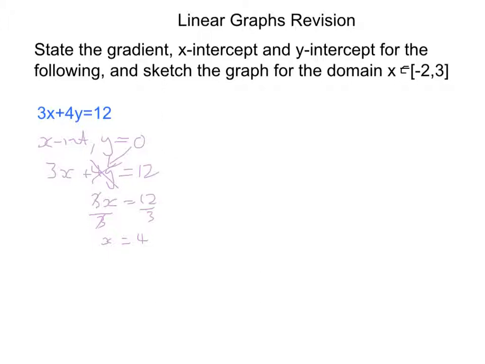And for the y-intercept, it's the same process. X equals 0. So we have 3x plus 4y equals 12. X is equal to 0, so that bit cancels down, leaves us with 4y equals 12. We'll divide both sides by 4. Gives us y is equal to 12 divided by 4, which is 3.